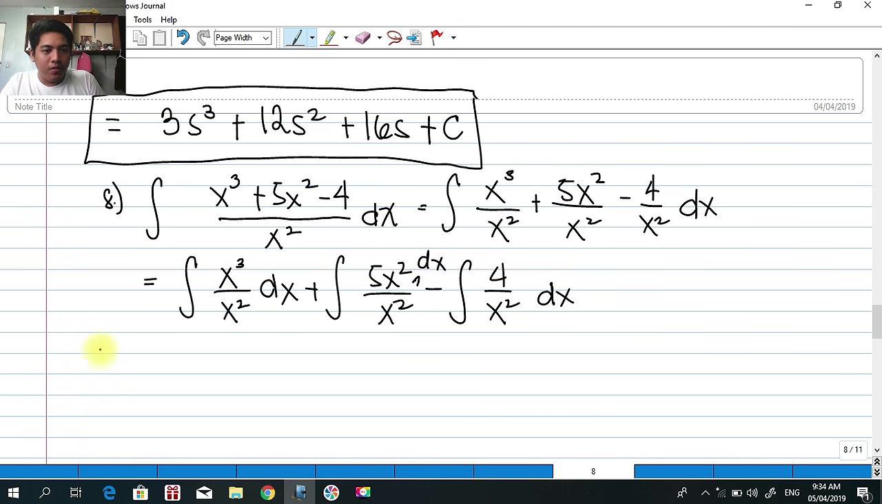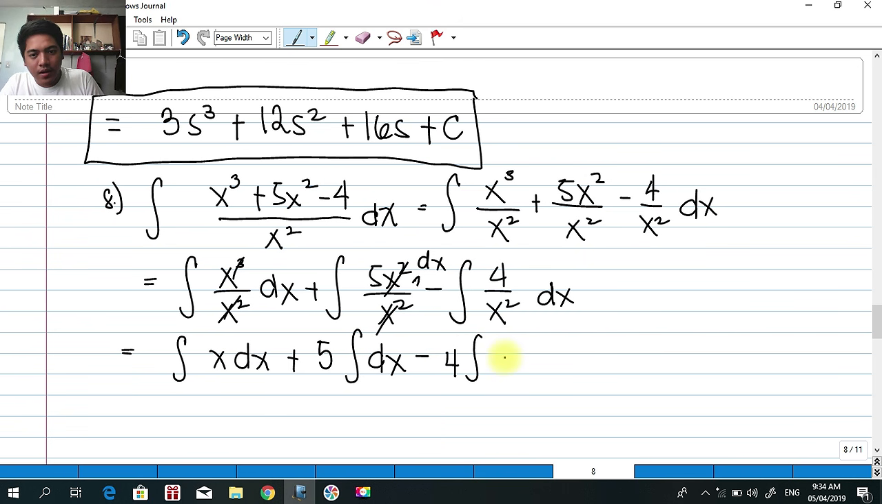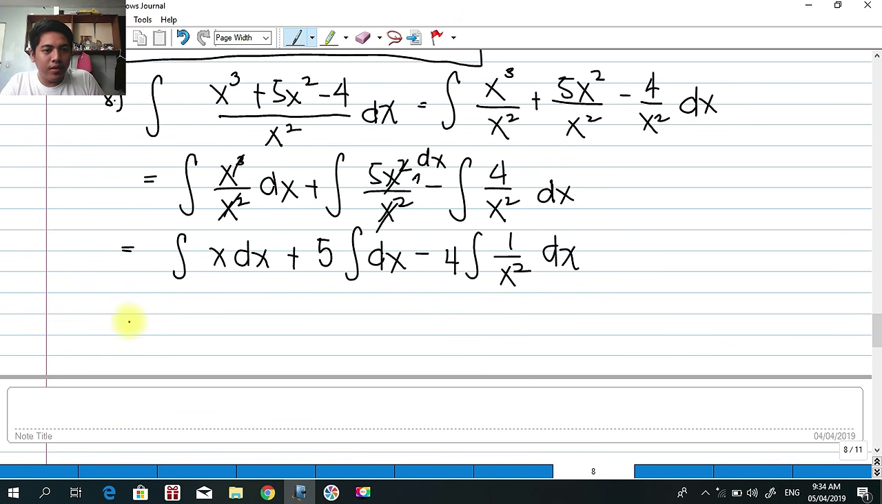Okay, so we can simplify this. The first integral simply becomes x dx. We can factor out 5 here, and x squared and x squared cancel, so that should be dx. And we can move this constant 4 outside of the integral sign, leaving 1 over x squared dx. And then you try to integrate.